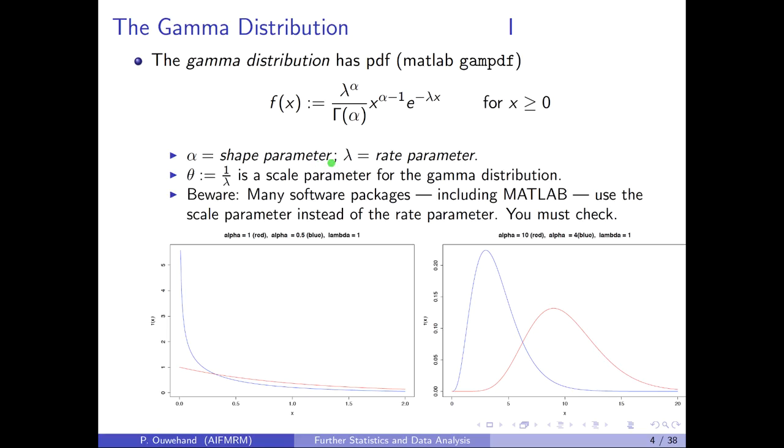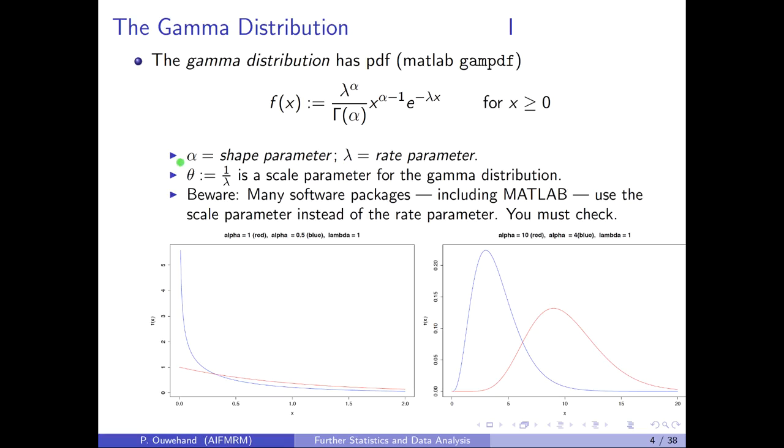The shape parameter influences the shape of the PDF. Here, for example, we have a case where alpha is equal to 1, which is exponential. Alpha is equal to 0.5, which looks a little bit hyperbolic. Alpha is equal to 10, and alpha is equal to 4. In each case, lambda is equal to 1. The rate parameter influences the rate at which events happen.